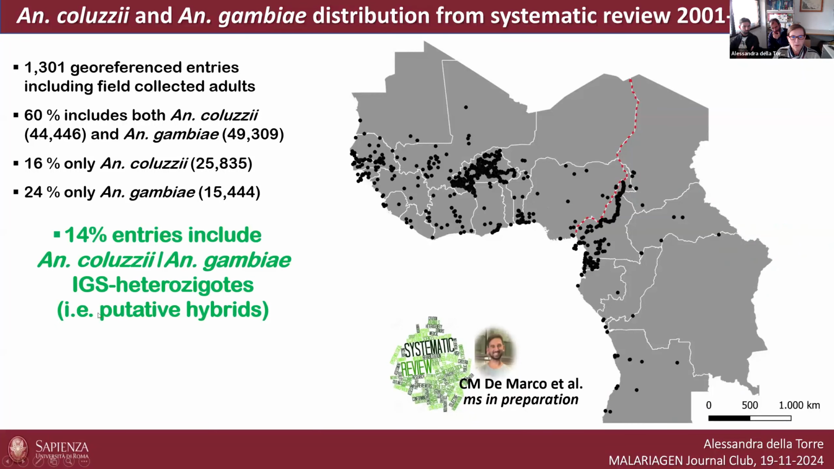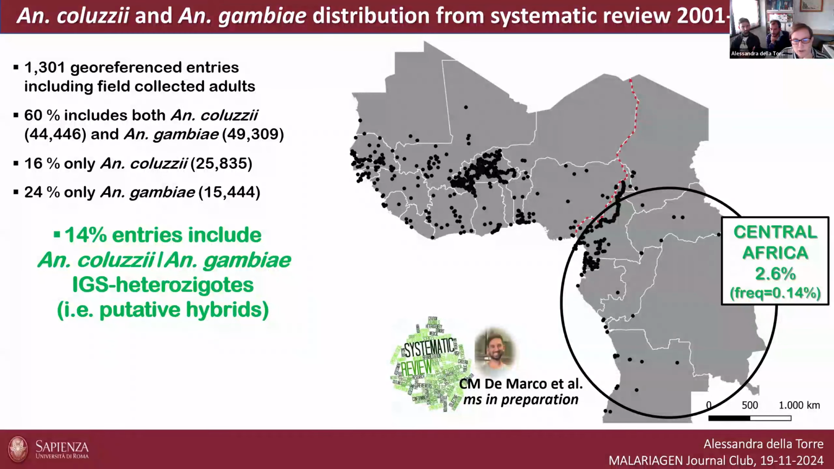14% of these entries include individuals which show an IGS heterozygous genotype. I would like to remind you that the IGS is the region of the genome on which the two species have been identified since their first description. So 14% of these records include at least one specimen showing a heterozygous genotype, which has always been considered a putative hybrid between the two species.